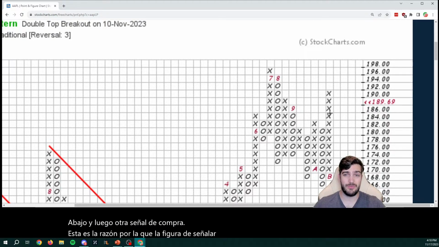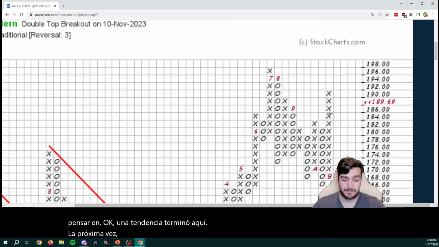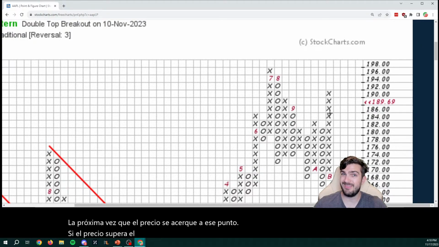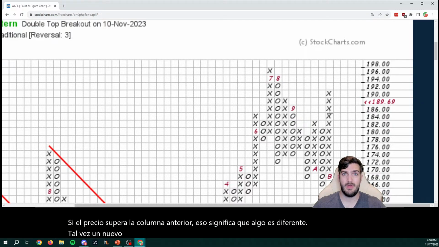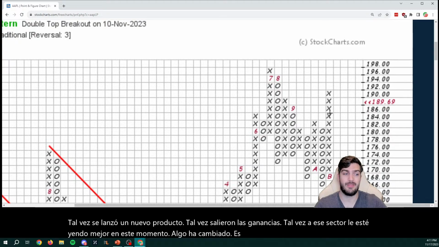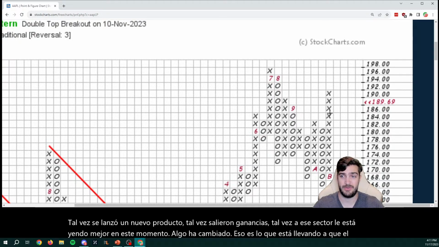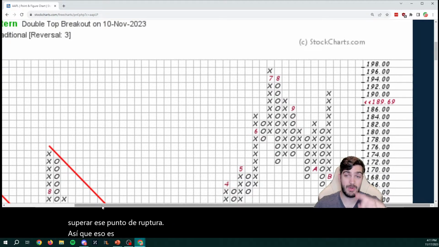We can look at trends and think about, okay, a trend ended here. The next time the price gets close to that point, let's see what happens. If the price goes above the previous column, that means that something's different. Maybe a new product was released, maybe earnings came out, maybe that sector is just doing better right now. Something has changed that is leading the price to go above that breakout point.